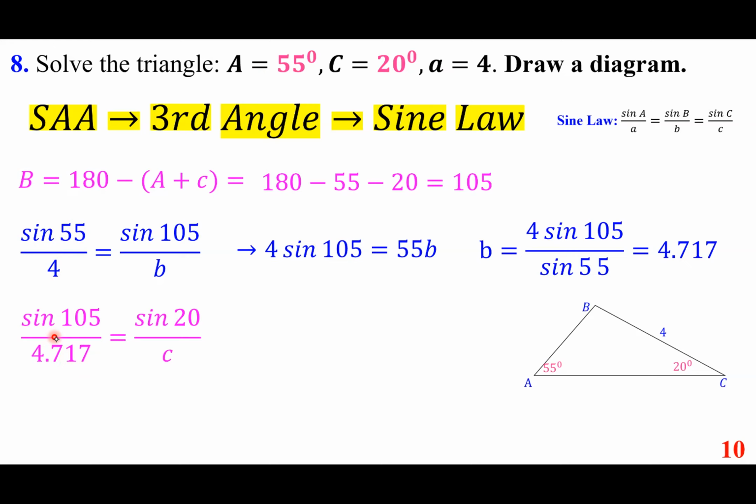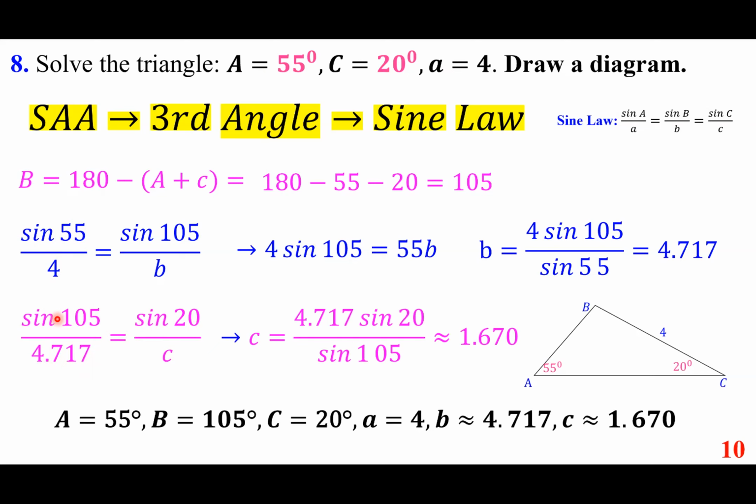So again, the cross product will result in C being the product of 4.717 and sine 20 over sine of 105. And now we have everything. We can write them in order: capital ABC, lowercase abc, and all sides and all angles are given.